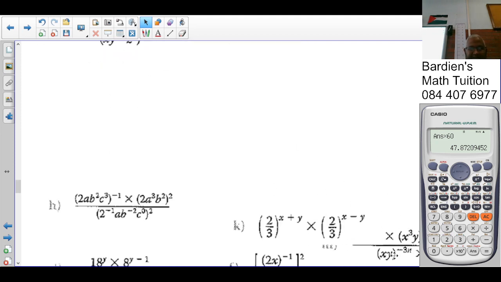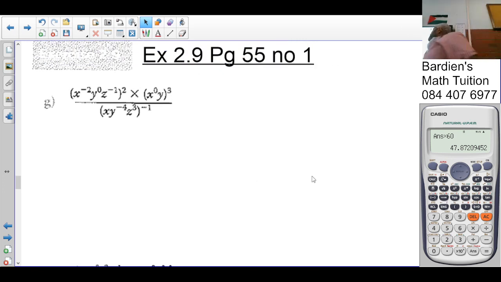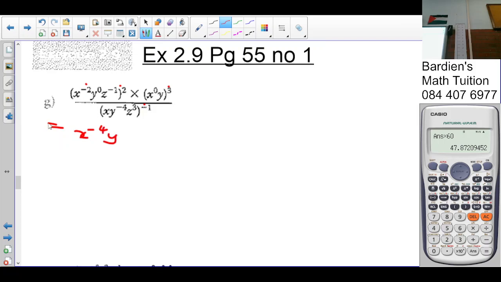G. So, of course the question says simplify. Right. So, we multiply the exponents. Okay? So it's going to be x to the negative 2 times 2 is negative 4, y, 0 times 2 is 0, z, negative 1 times 2 is negative 2, times x, 0 times 3 is 0, y, 1 times 3 is 3, over x, 1 times negative 1 is negative 1, y, negative 4 times negative 1 is 4, z, 3 times negative 1 is negative 3. So anything to the power 0 is 1.